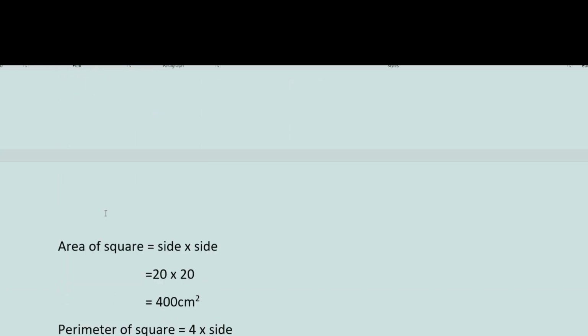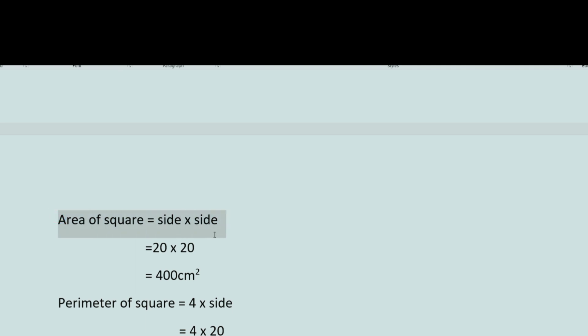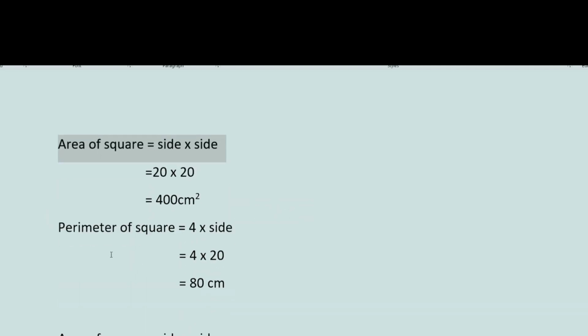Square का side 20 cm है, तो area of square formula क्या है? Side into side. तो 20 into 20 is 400 cm square, very clear. And perimeter of square formula क्या है? 4 into side. तो 20 side है, तो 4 into 20 is 80 cm is the perimeter of square.